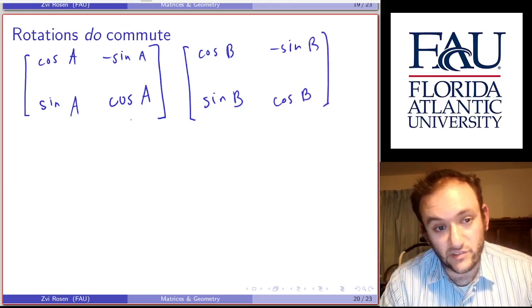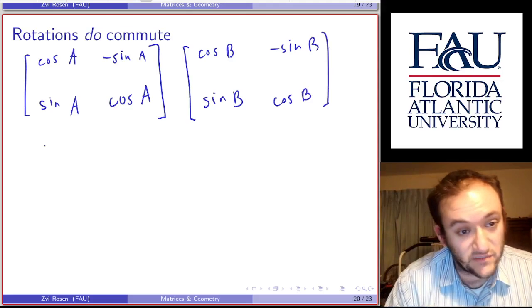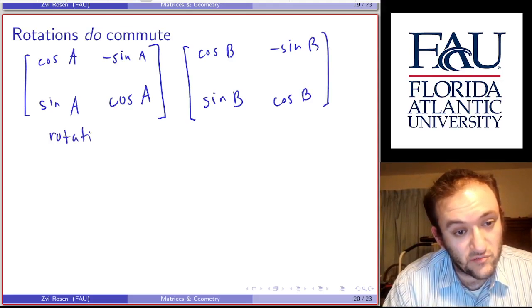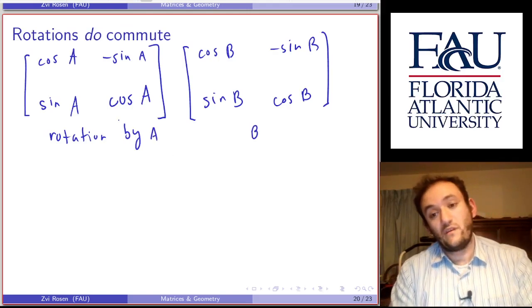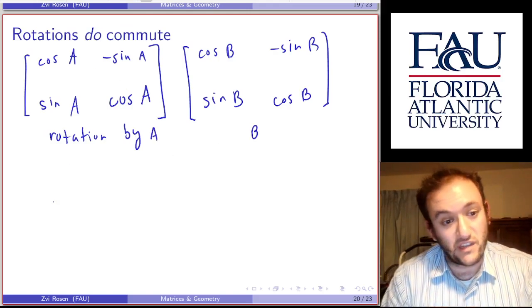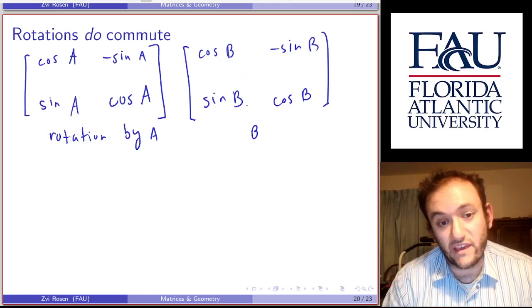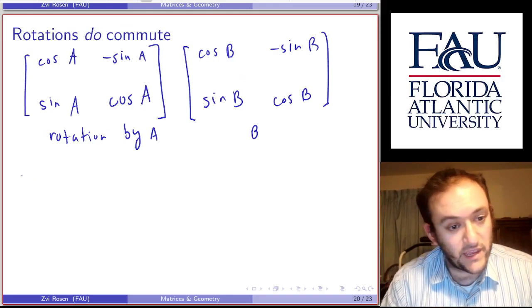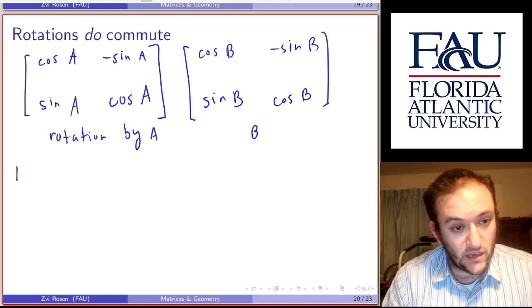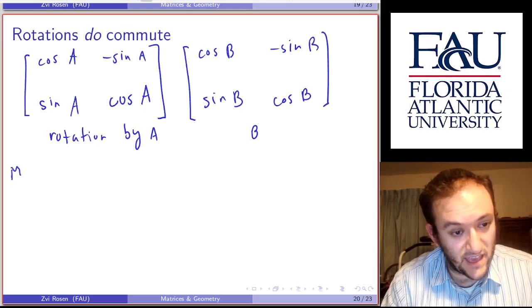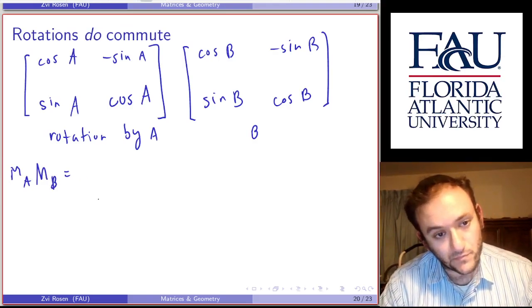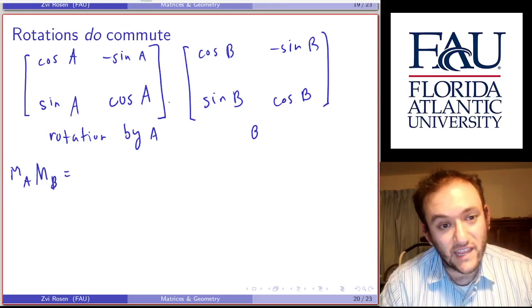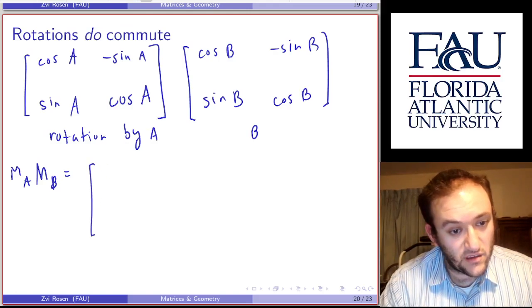Okay, so these correspond to rotation by A and B respectively. So when I do the multiplication, let's say I multiply with A on the left and B on the right. So I'm going to write this as MA times MB. This is going to be equal to cosine A cosine B minus sine A sine B.